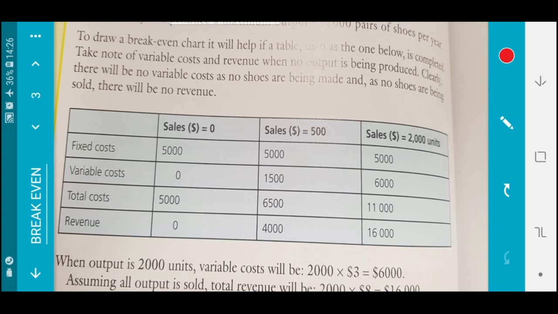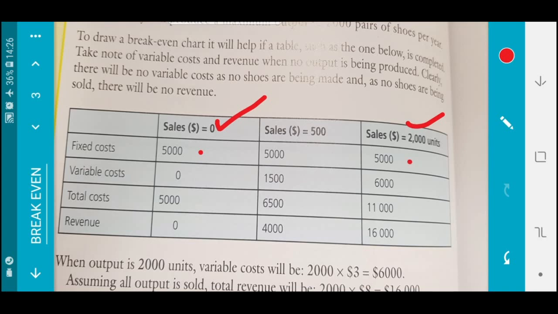So here I take different values for x. Usually we take 2 or 3. So let's say the first one is 0, and we take 2,000 units, for example. 2,000 is the maximum output produced by this business. So I say if the output is 0, my fixed cost will be 5,000. Why? Because as I said, fixed cost is the cost that the business has regardless of the amount of output, the cost that stays the same. So it will be 5,000. And if it's 2,000, also 5,000.